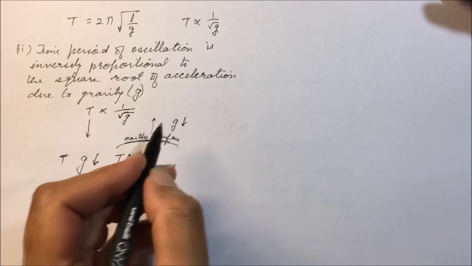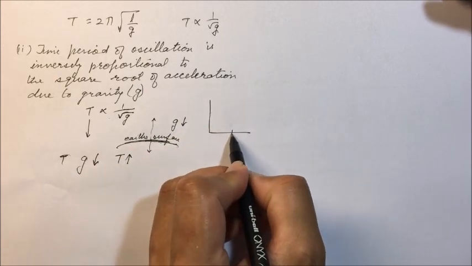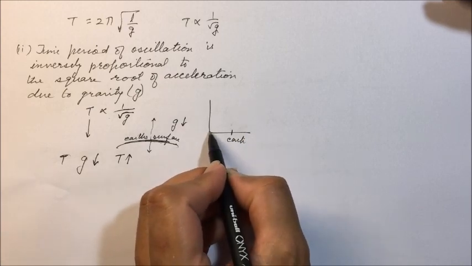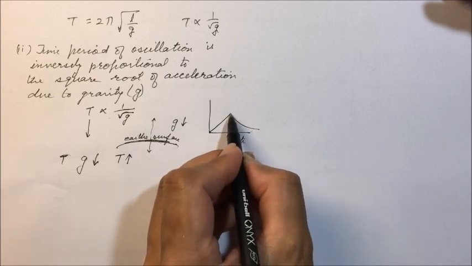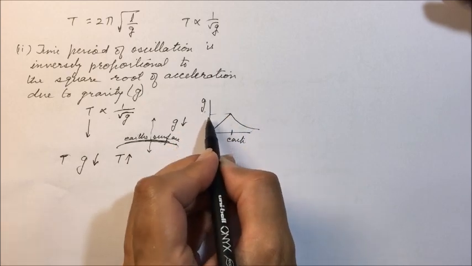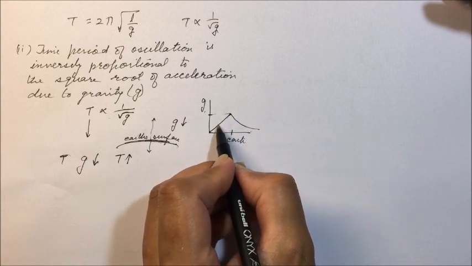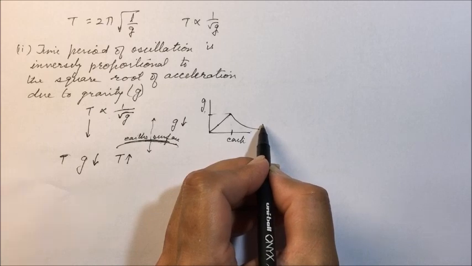On the surface we have the maximum g. So the graph is like this. This is the Earth's surface here. At the center of the Earth, g is 0. At the surface of the Earth, we have the maximum acceleration due to gravity. It decreases as we go deep inside the Earth, and it decreases as we go up high in the sky.